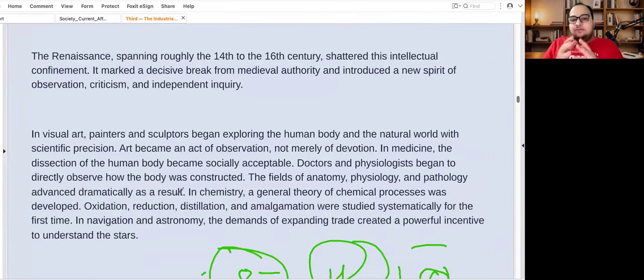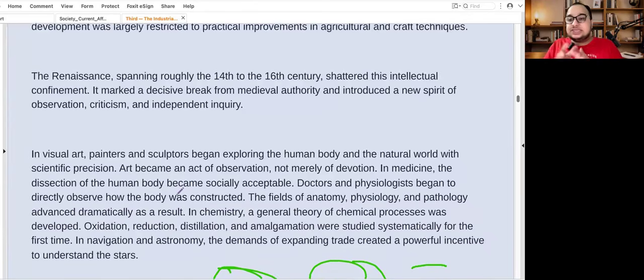Now, when the Renaissance came, it marked a decisive break from traditional medieval authority and introduced a spirit of observation. We will observe things, criticize the divinity, and make independent inquiry. Now, the most significant change was in painting. Painting was now not just about the divinity, it was about observation.